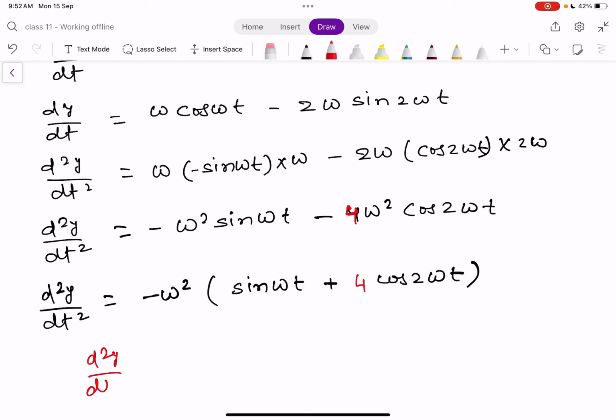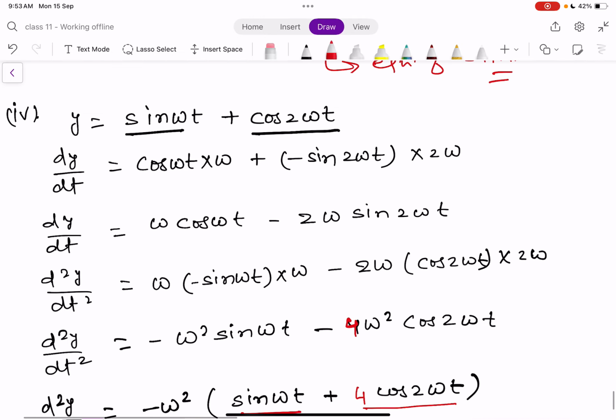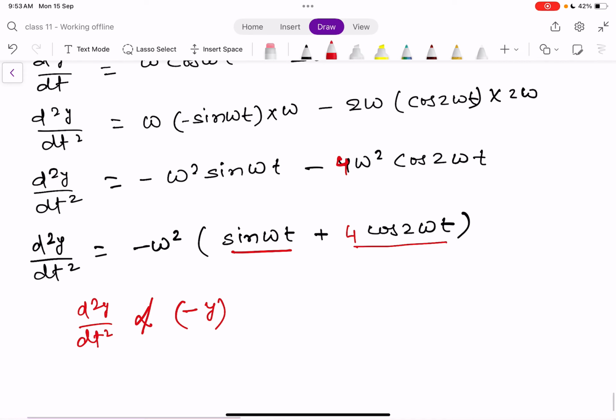Since d2y/dt2 is not proportional to minus y, because it is sin omega t plus 4 cos 2 omega t, whereas y is sin omega t plus cos 2 omega t, d2y/dt2 is not proportional to minus y. Again, it is not an equation of SHM.